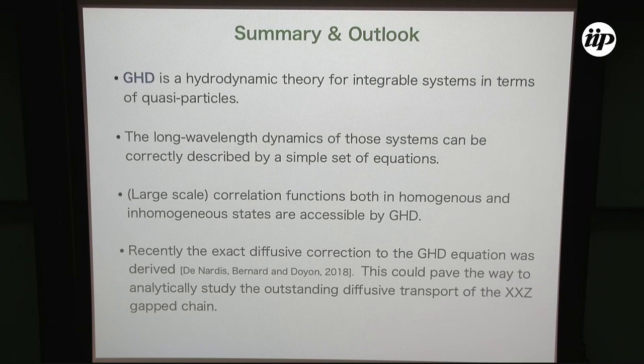And there was a recent, very exciting development in this research, which is a determination of the exact diffusive correction to the GHD equation that was done by these people. And I believe this could pave the way to really analytically study the diffusive transport of the XXZ gapped chain.